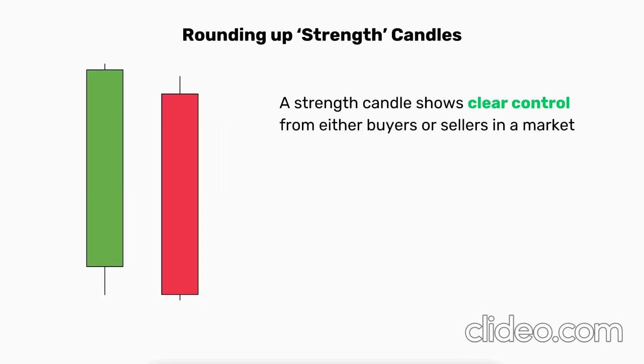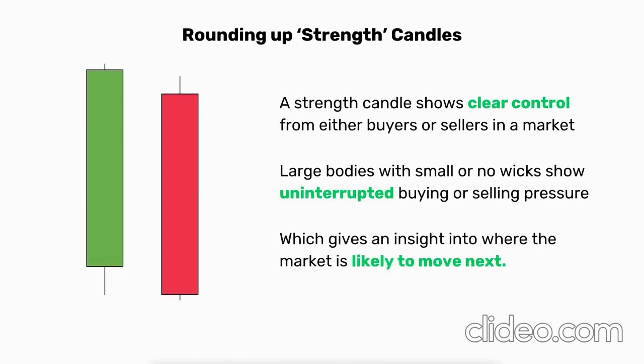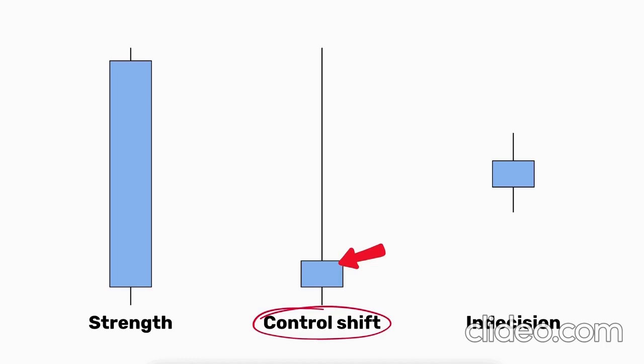So to round up the foundations of strength candles, a strength candle shows clear control from either buyers or sellers in a market. Larger bodies with small or no wicks show uninterrupted buying or selling pressure, and that is exactly what we want to see. And this gives us an insight into where the market is likely to move next. A strength candle on the bullish side will potentially lead into further upside, and a strength candle on the bearish side will potentially lead into lower prices or selling opportunities. We're going to bring this into context shortly after we've looked at these next 2 candles.